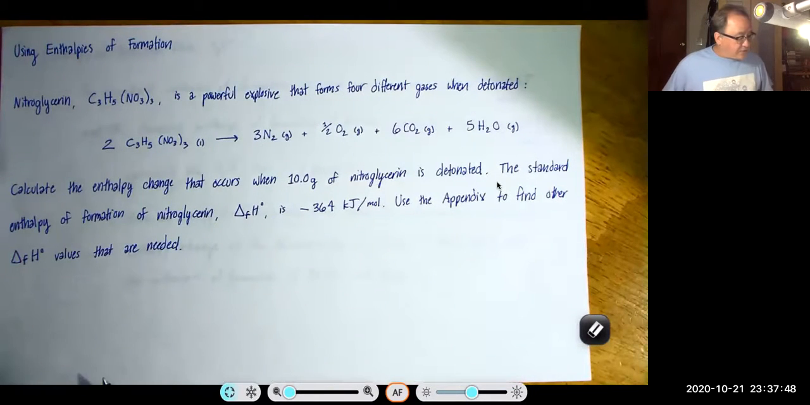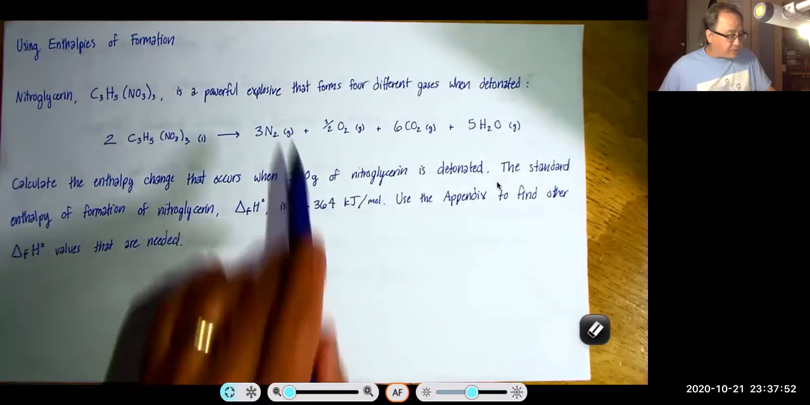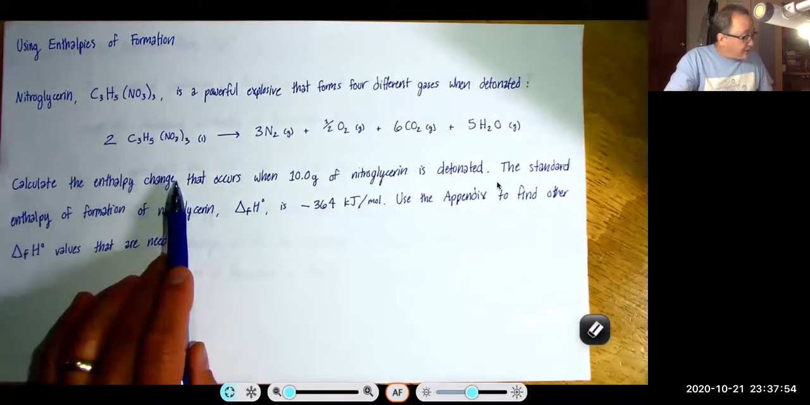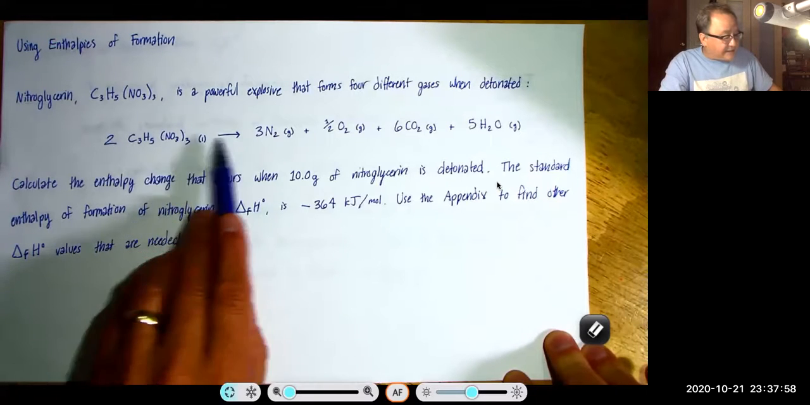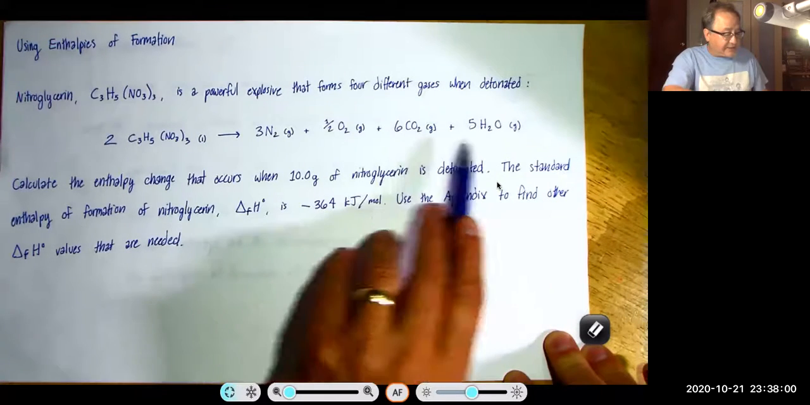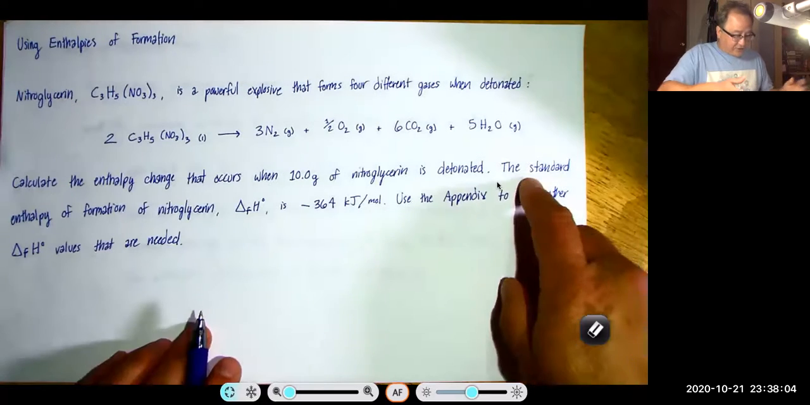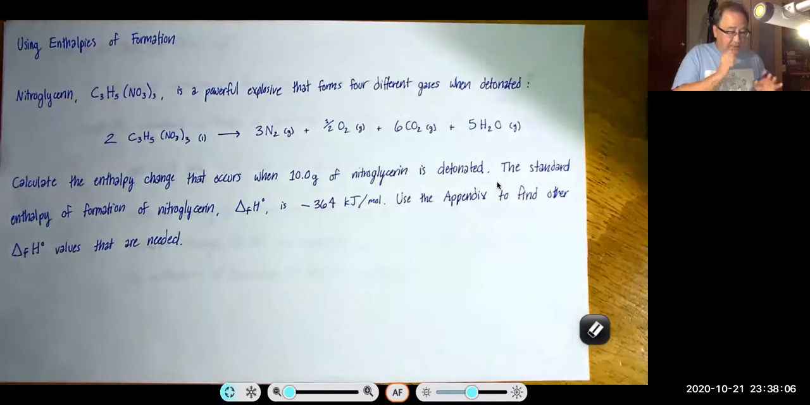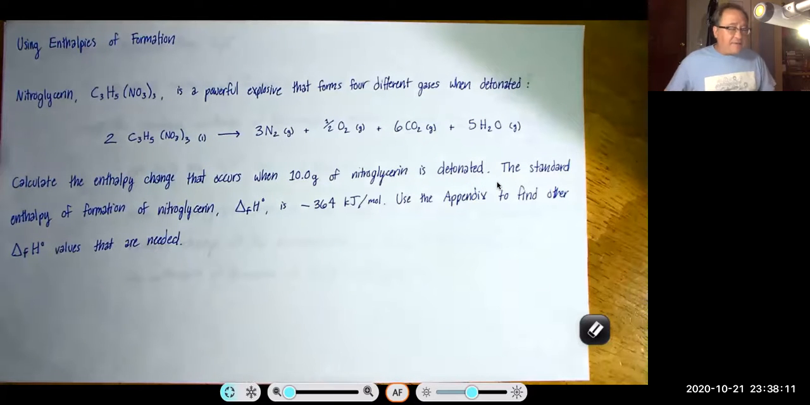So nitroglycerin is a powerful explosive that forms 4 different gases when detonated. So here, nitroglycerin we have as a liquid. When you detonate it, you get this gas, this gas, this gas, and this gas. And these gases are superheated. They don't tell you that this is an exothermic reaction, but it is. So when you heat these gases, they expand. And when you have all these gases being made and they're expanding quickly, that's a bomb, okay?